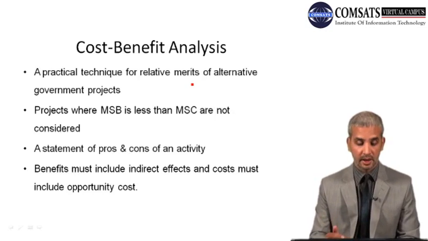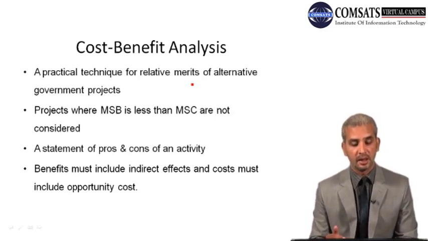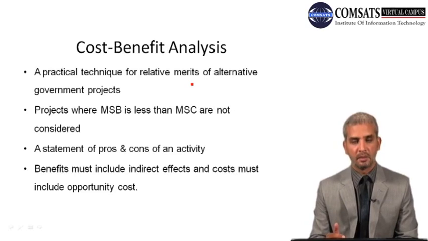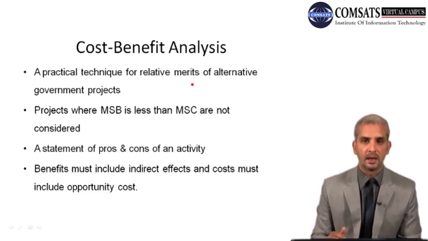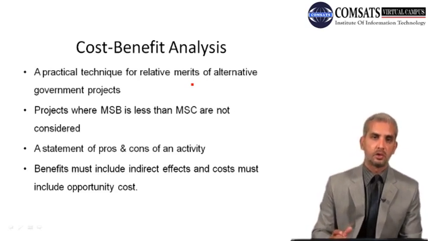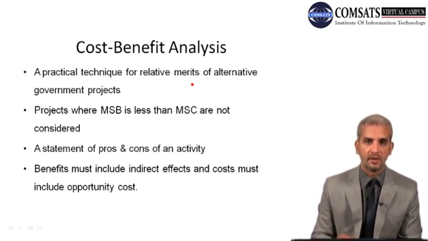Now, over here it is mentioned very clearly on the slide that benefits must include indirect effects, and cost. Indirect effects would mean the benefits that are not very obvious, and even where there are externalities involved. Those should also be included in the overall benefits, to make it a social benefit.